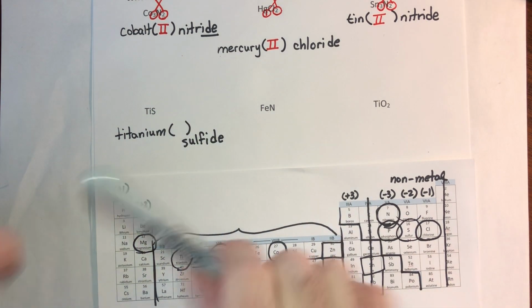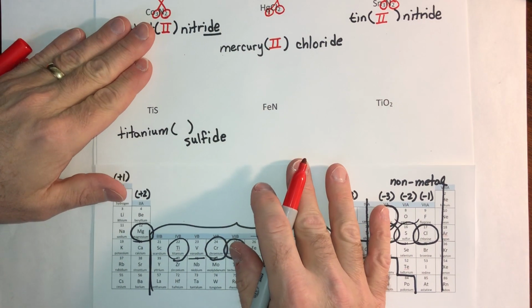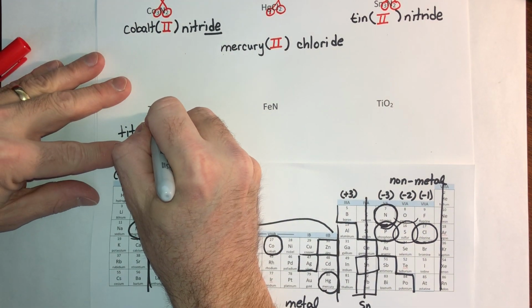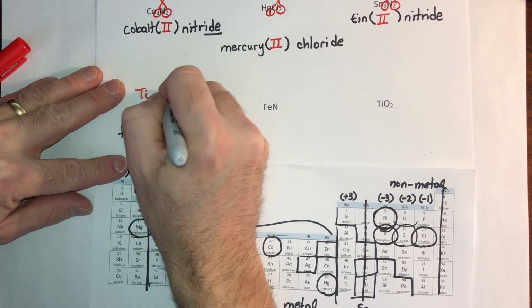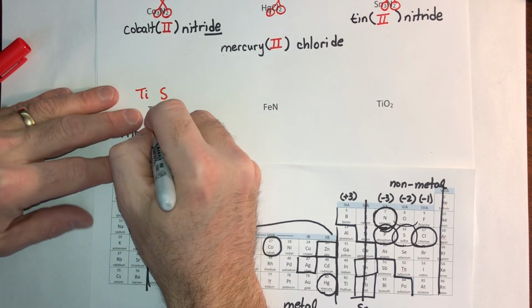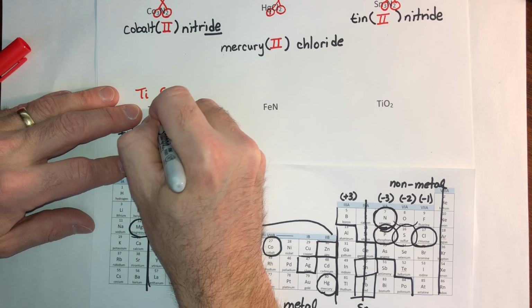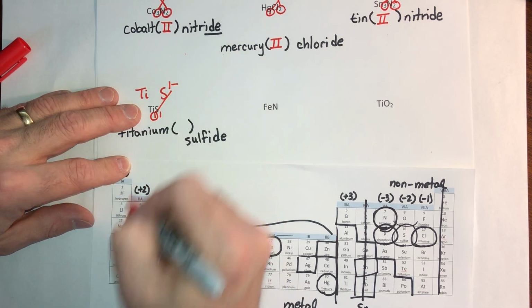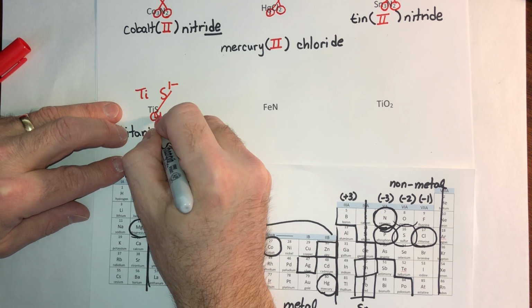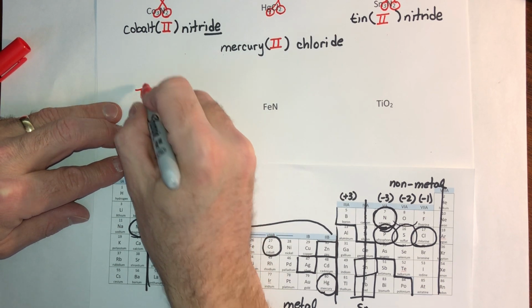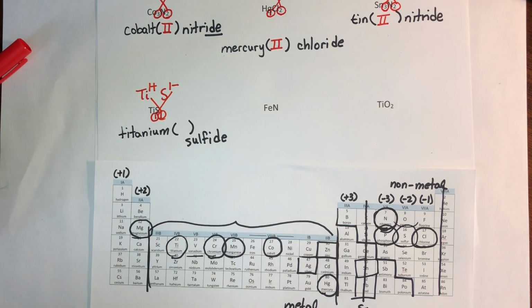Now, we're going to do the little crisscross thing. Remember, if there's no numbers, that means they're both ones. So this is titanium. This is sulfur. The reason why you have 1 titanium is because the charge on a sulfur is 1 minus. The reason why you have 1 sulfur or 1 sulfide is the charge on a titanium is 1 plus.